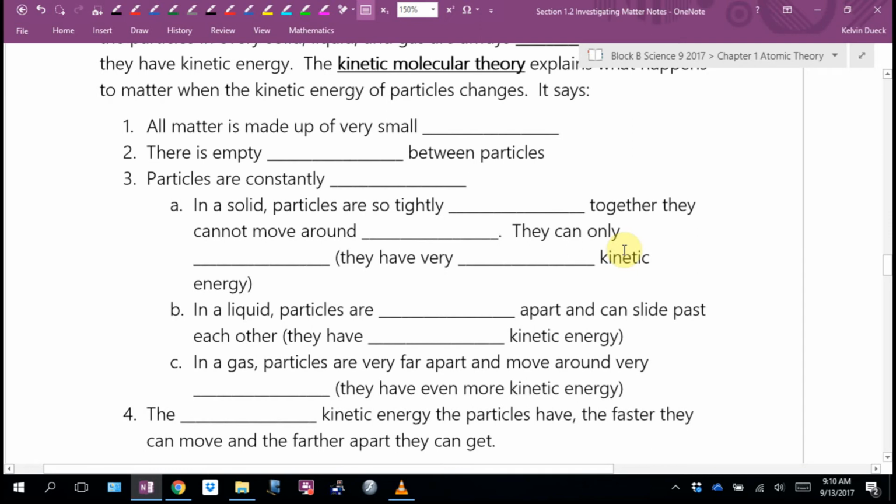So here's what it says. This is kind of what you summarized last year. I stole this from the Science 8 textbook. You may remember this, so we'll see if we can fill this in from memory. All matter is made up of very small, looking for the letter P, particles. There's empty space between particles. These particles are constantly moving.